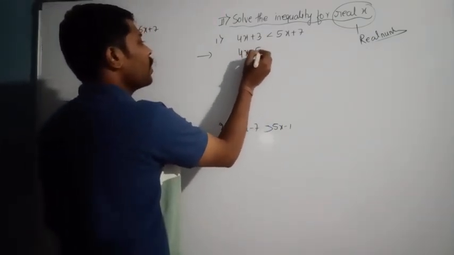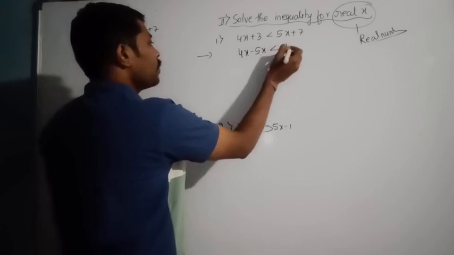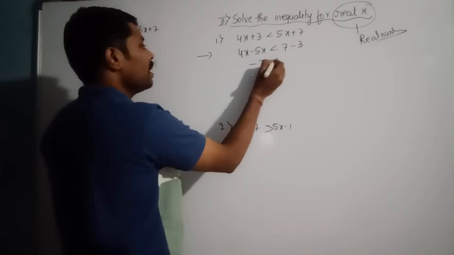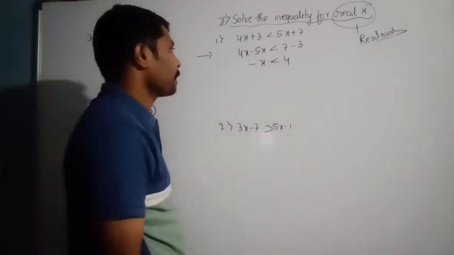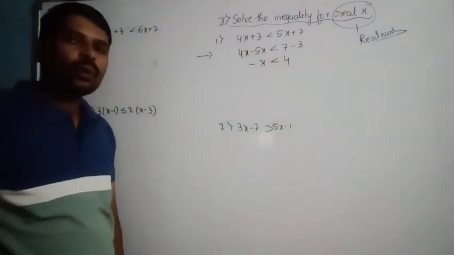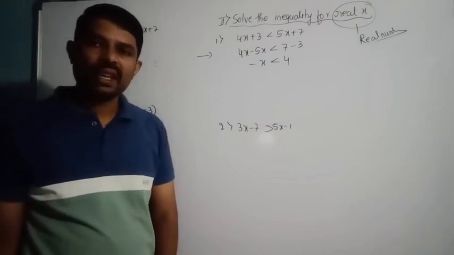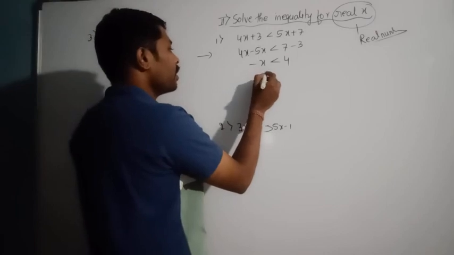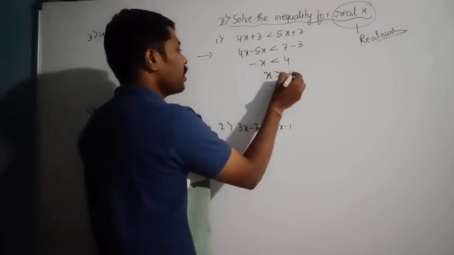4x minus 5x is less than 7 minus 3. 4x minus 5x we know minus x less than 4. Again minus is there, I don't want minus, I want plus x. So multiply minus on both sides. So what are you going to get? x is greater than minus 4.